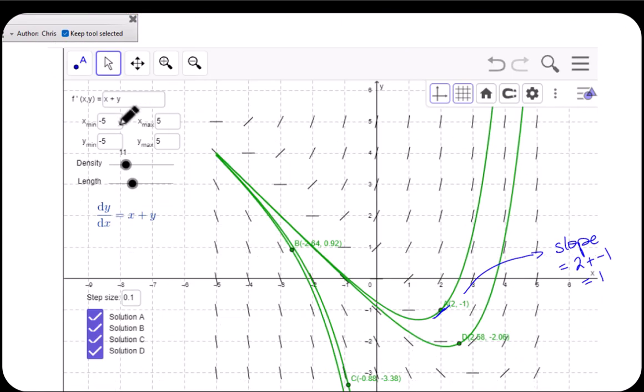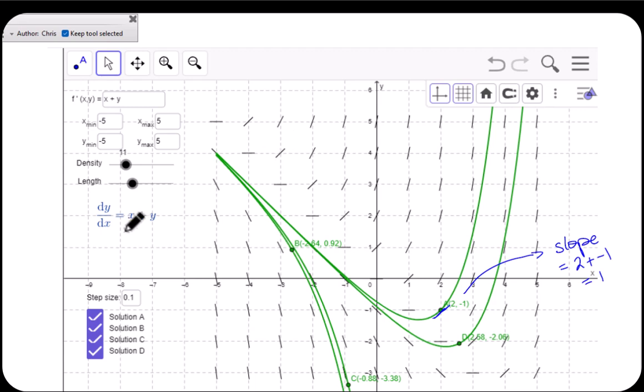So to start it off, this is how it looks. You put in what your slope field should look like. You can play with these numbers, but often we don't need it. We just need a rough idea. What does the flow field look like? Density, you can play with that. That's how many of these slopes are going to be on the graph. And the length is, well, how long do you want them to be?